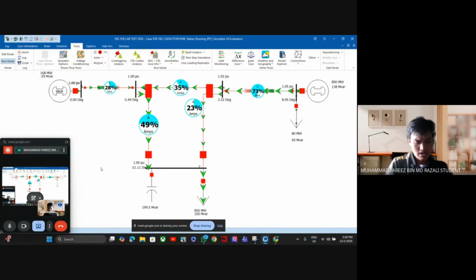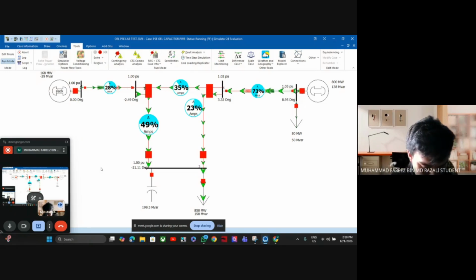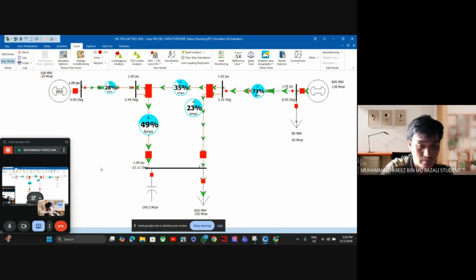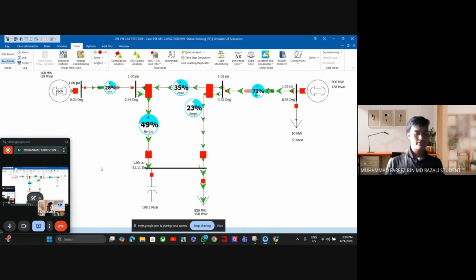So what we can see from here is the reason why a shunt capacitor is used. The shunt capacitor is installed to supply reactive power locally, and it also helps to reduce the reactive power demand from the source, improve power factor, and reduce line current and losses. It also improves voltage stability. So instead of reactive power traveling through the long transmission line, it is supplied near the load.